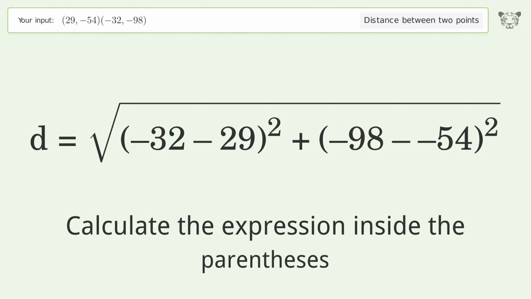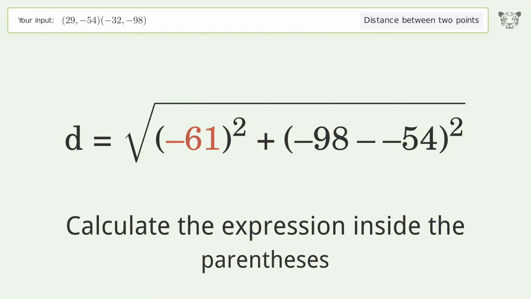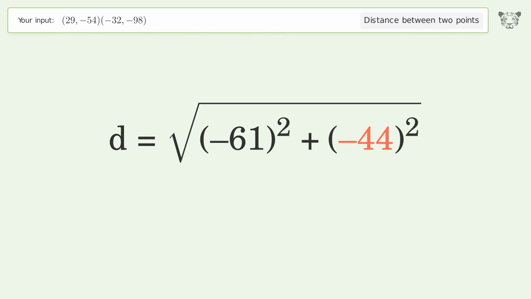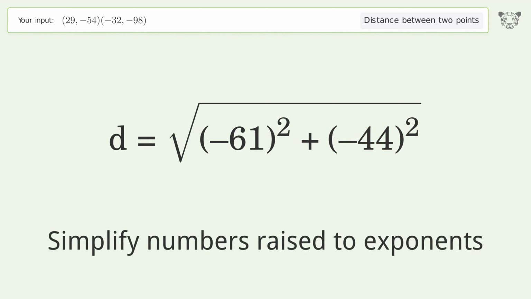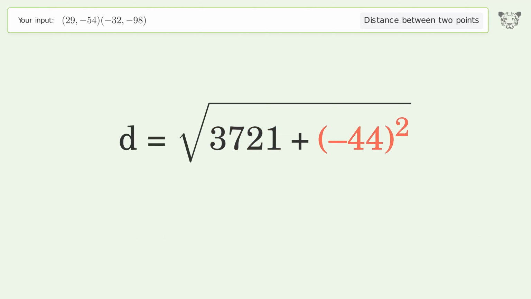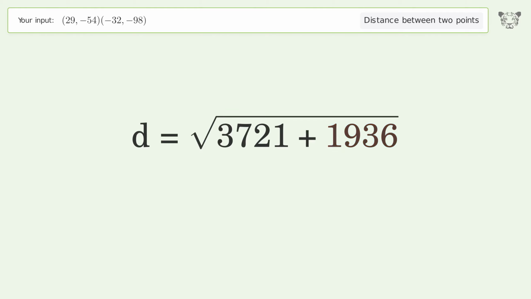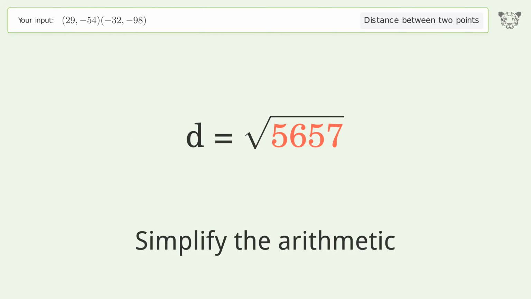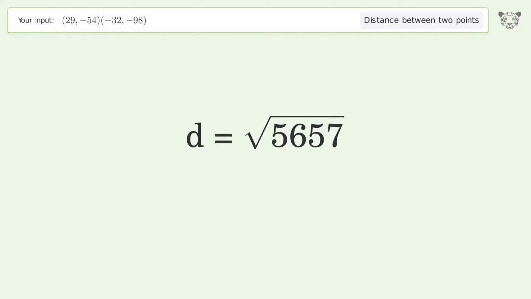Calculate the expression inside the parentheses. Simplify numbers raised to exponents. Simplify the arithmetic. And so the distance between the 2 points is the square root of 5,657, or 75.213.